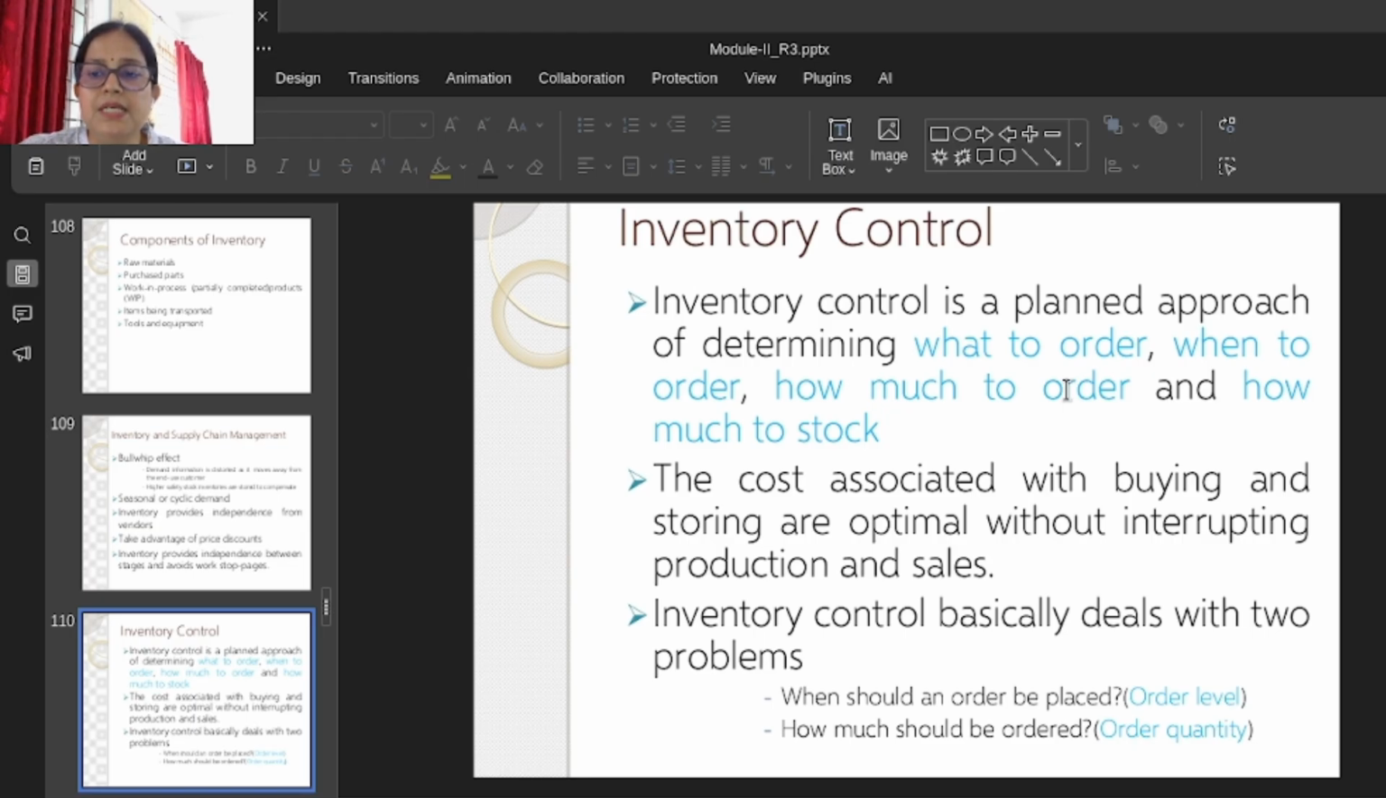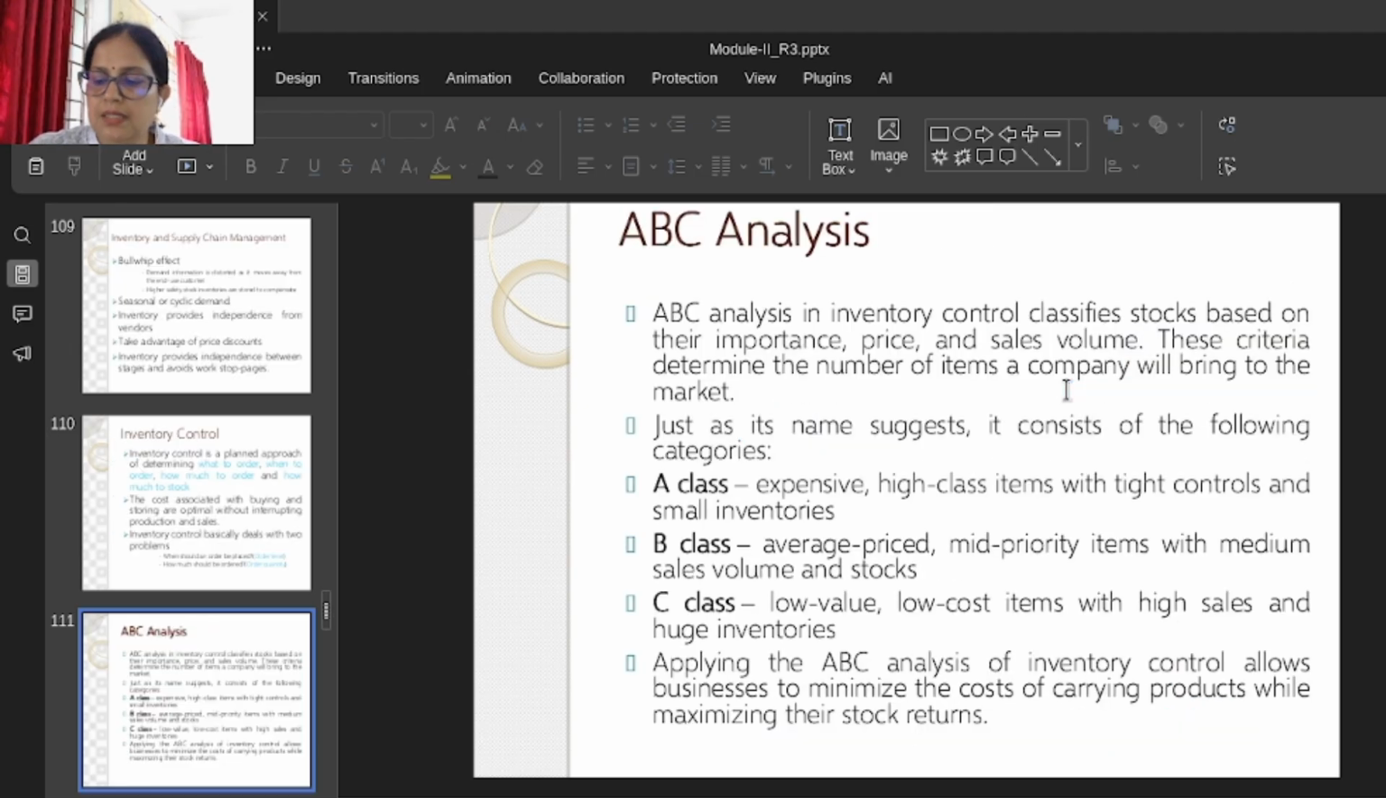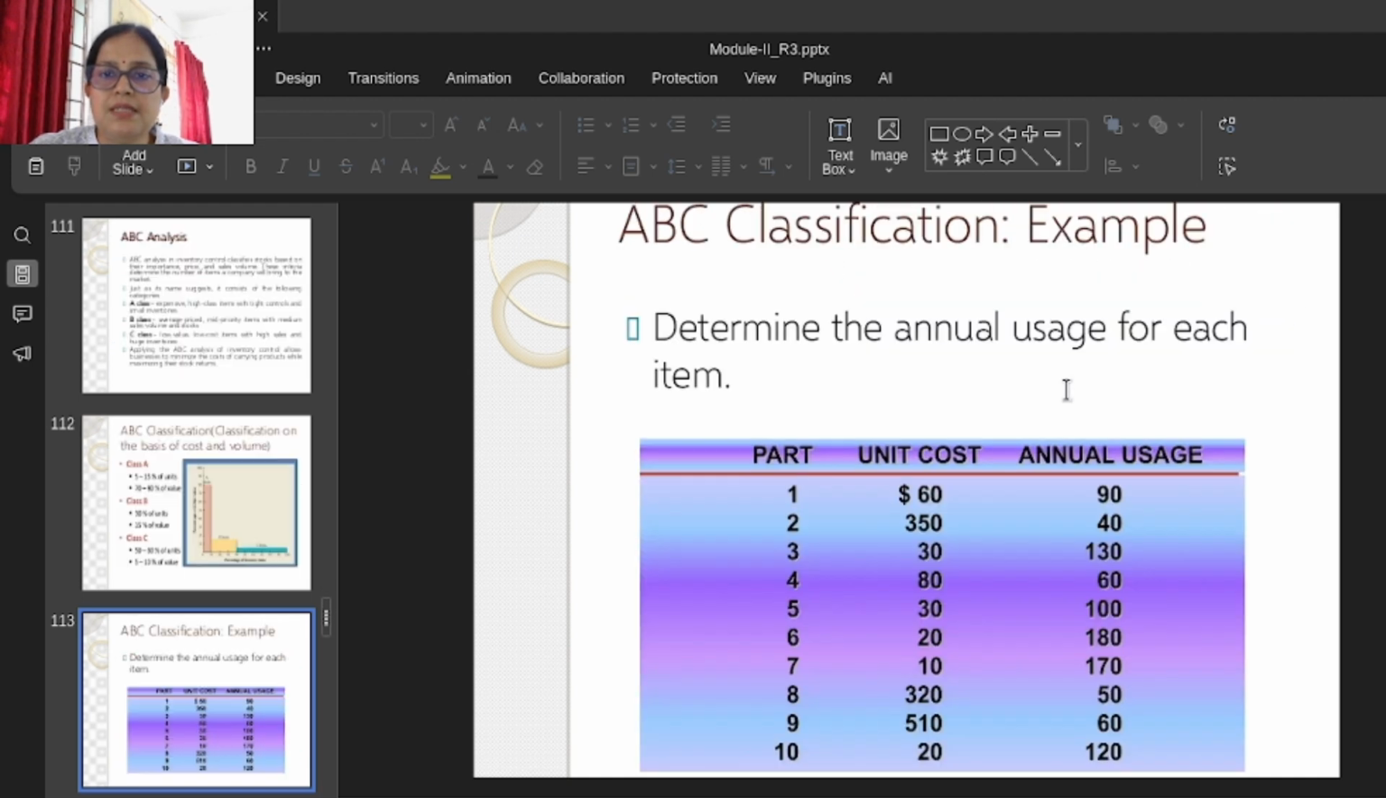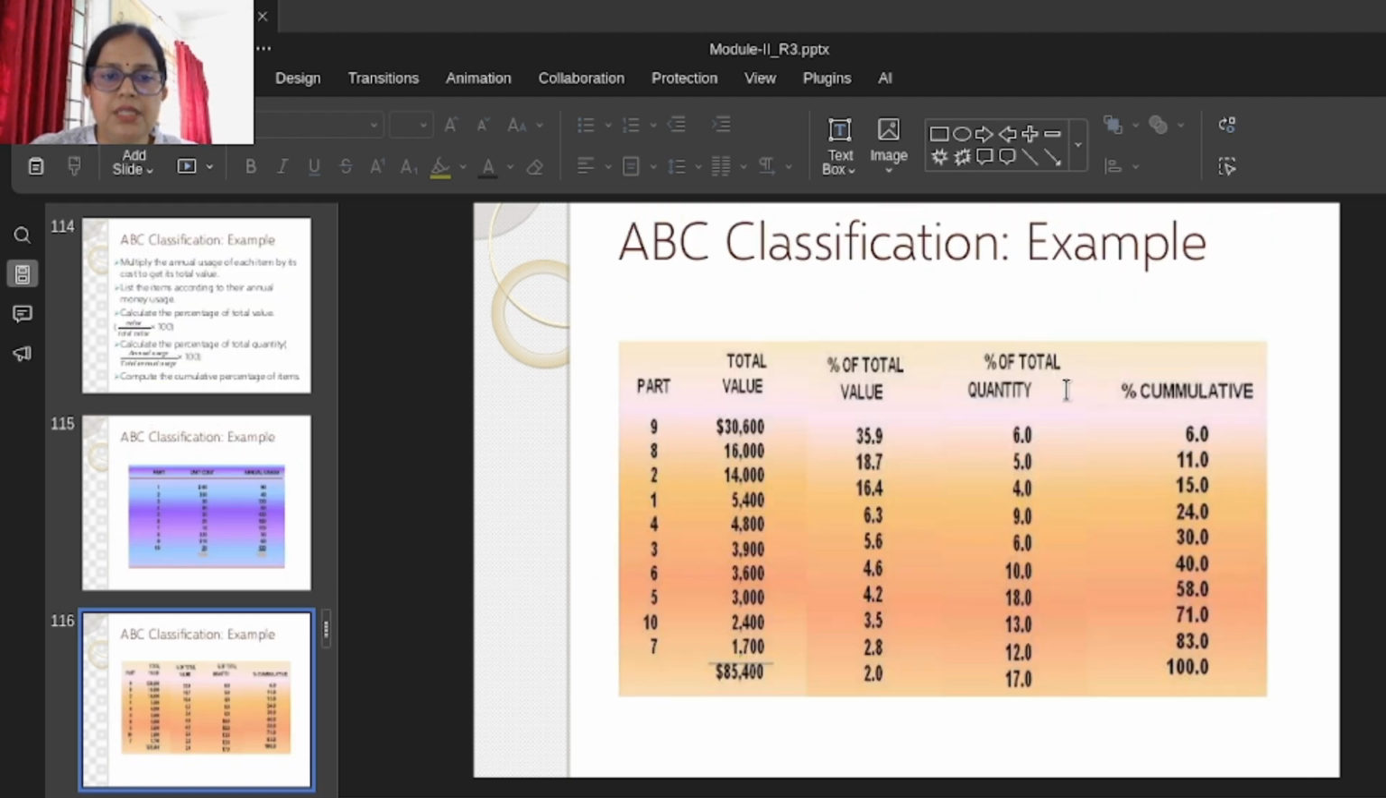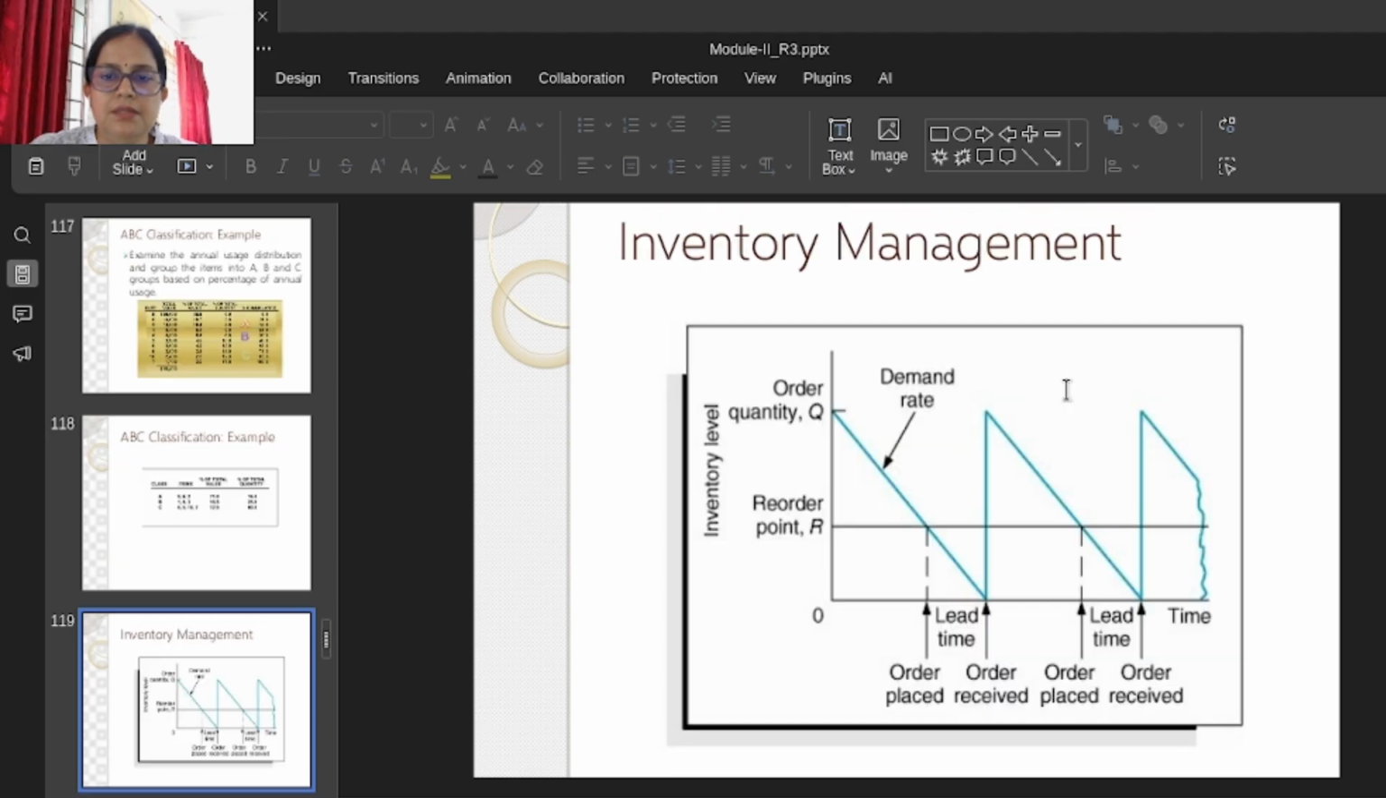Inventory control basically deals with two problems. When should an order be placed, and how much should be the order? What is the quantity we need to order and what is the time period at which we need to place the order? This ABC analysis, these things we'll discuss later. First, we'll complete this, which is called inventory management.